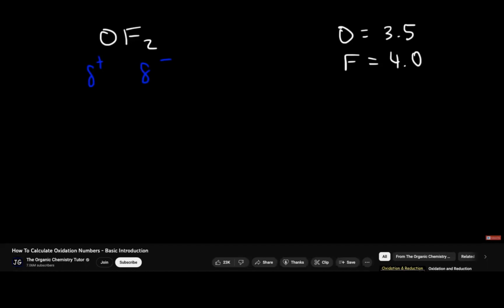So in this example, oxygen will not have its typical charge of -2. The only time oxygen will have its oxidation state of -2 is if it's the most electronegative element in that compound. If it's not, then it's going to have a positive oxidation state.